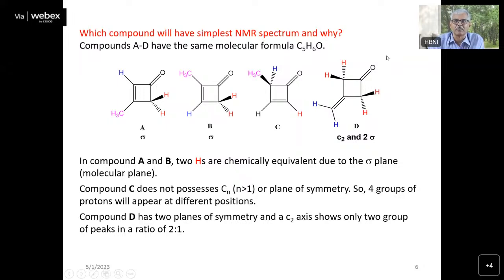And there are two symmetry planes, two sigma planes. One plane bisects the molecule, and the other is the molecular plane. That's why you will get only two sets of signals for molecule D. So if the molecules become more symmetric, the number of signals also gets reduced.